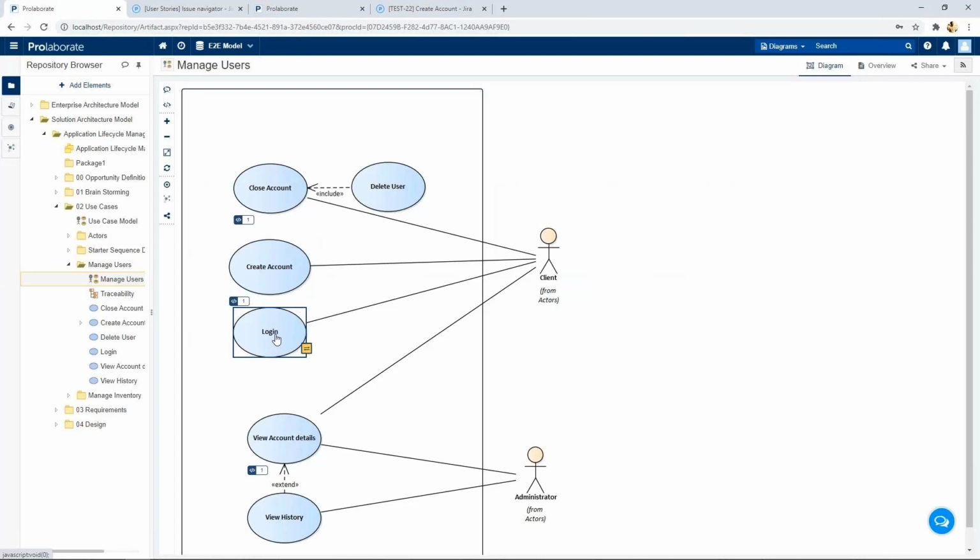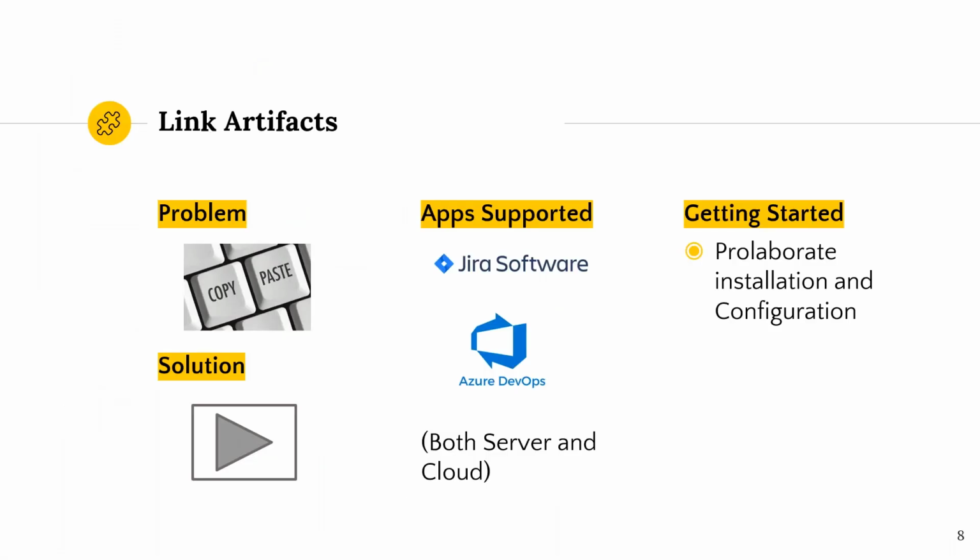There is also, and I would put a disclaimer here, a limited creation capability. So if you are in Prolaborate and your use case or problem is not linking but creating, say, while browsing the models I could see some issues and I want to raise them, no problem, you can raise them from Prolaborate itself. So that is the third capability of the Jira and ADO integration.